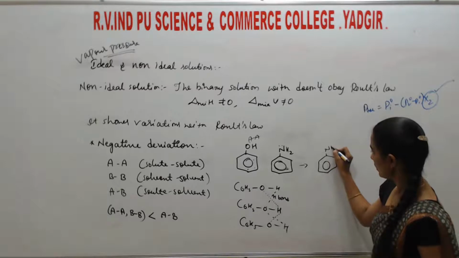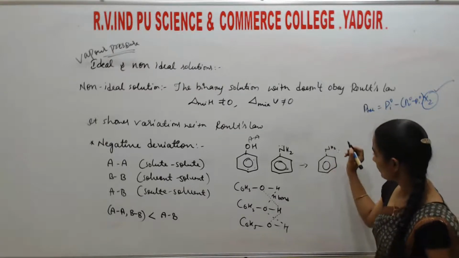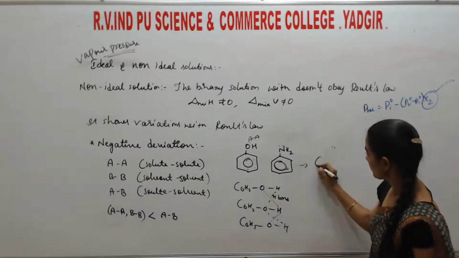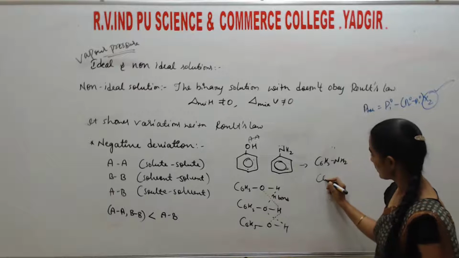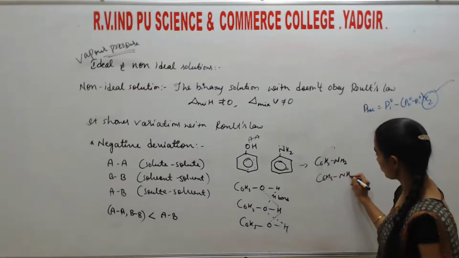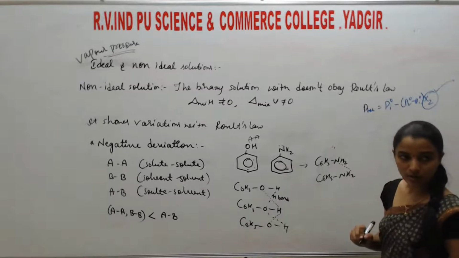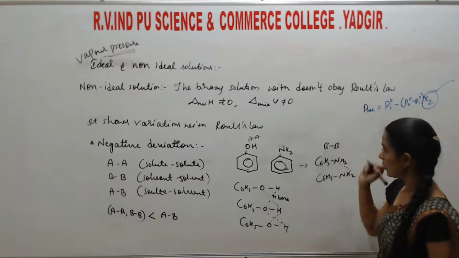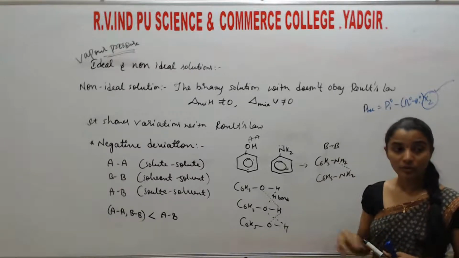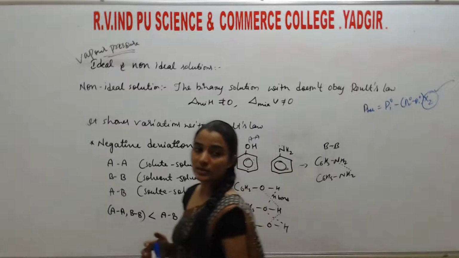If you consider aniline, NH2 is there, which is also electronegative. I write C6H5NH2, and another C6H5NH2. It will also form hydrogen bonds. So this is BB interaction. They have their own interaction in the solution where they are present.